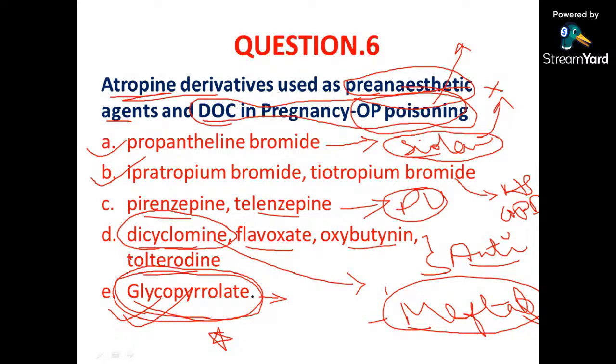Okay, so that's it for today. These are 6 common questions, and I tried to cover most of the points from the parasympathetic system. So in the next class I'll try to discuss some other questions related to the sympathetic system, which is very important.